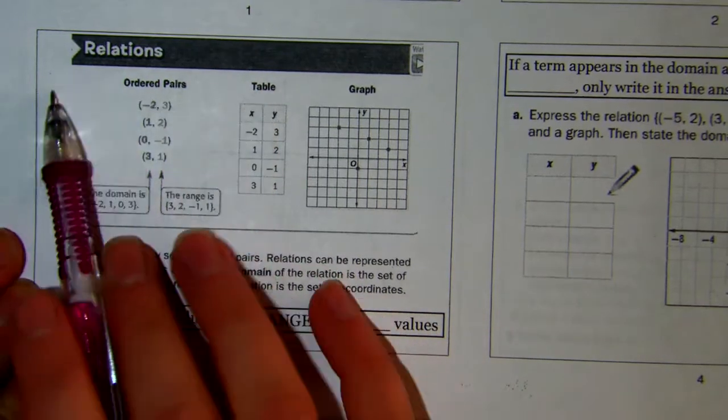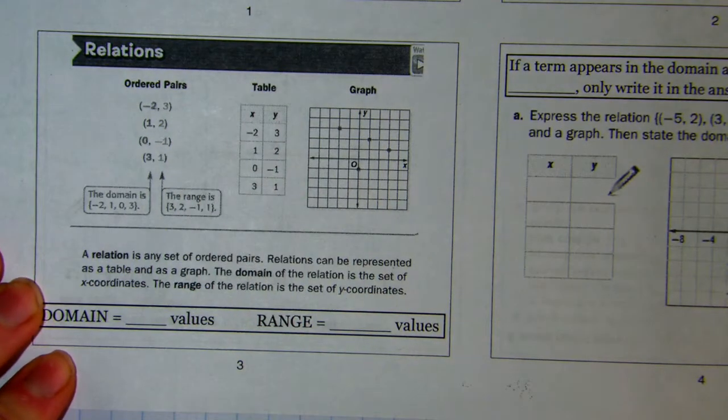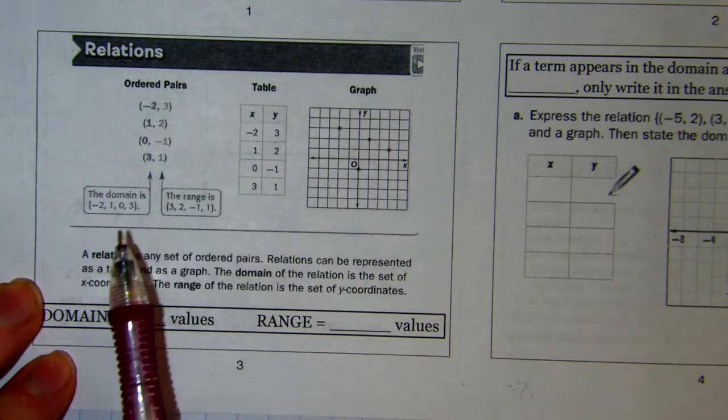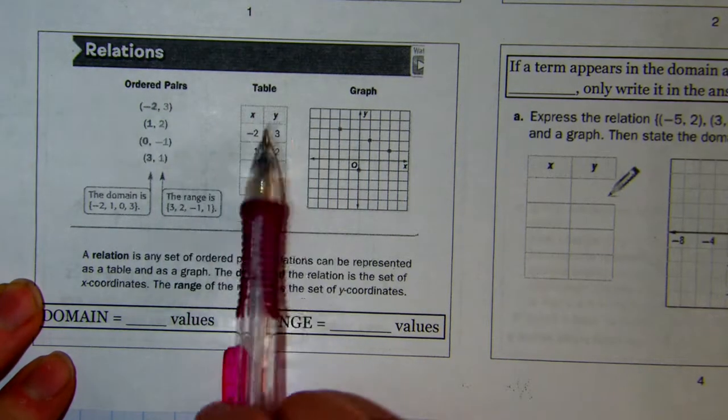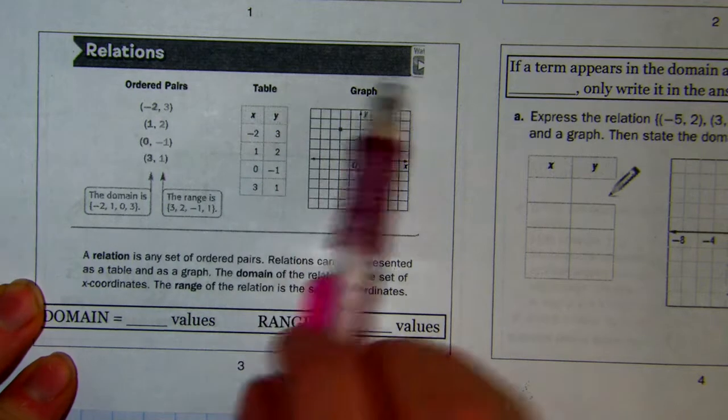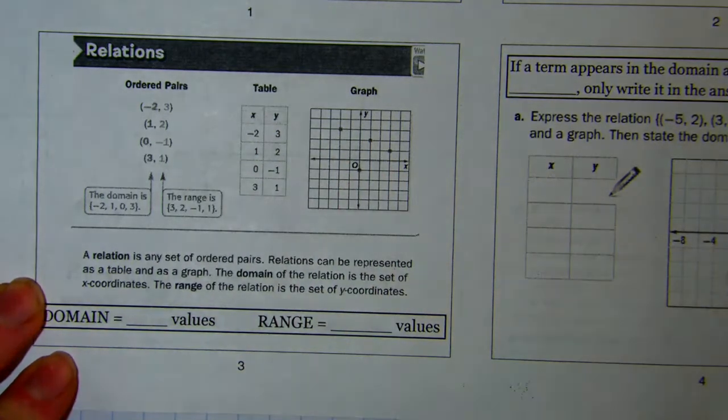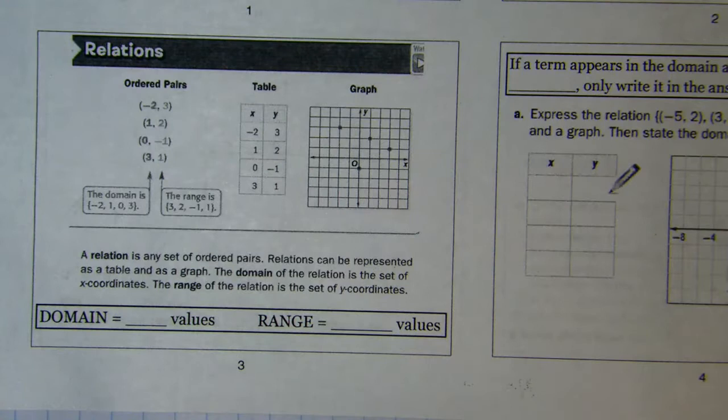So relationships or relations between very different quantities can be represented in different ways. Here we're given ordered pairs. Here they kind of take those ordered pairs and they put them in a table format, and then we can also see ordered pairs on a graph. So here's our vocab words.